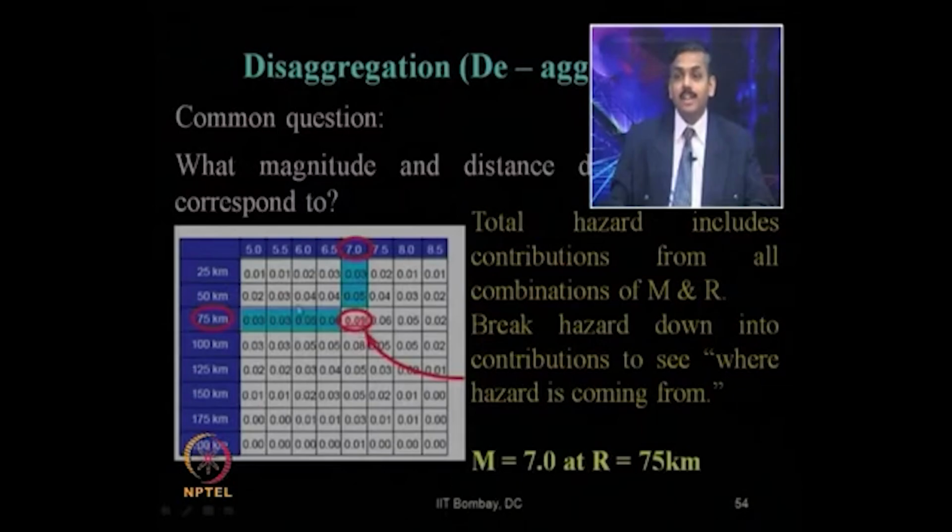So, now we are disintegrating that. We are looking at different distances and different magnitudes and what their contributions are. We found that the major contribution comes from this distance and this magnitude. So, this will be dominating when we disintegrate our data.